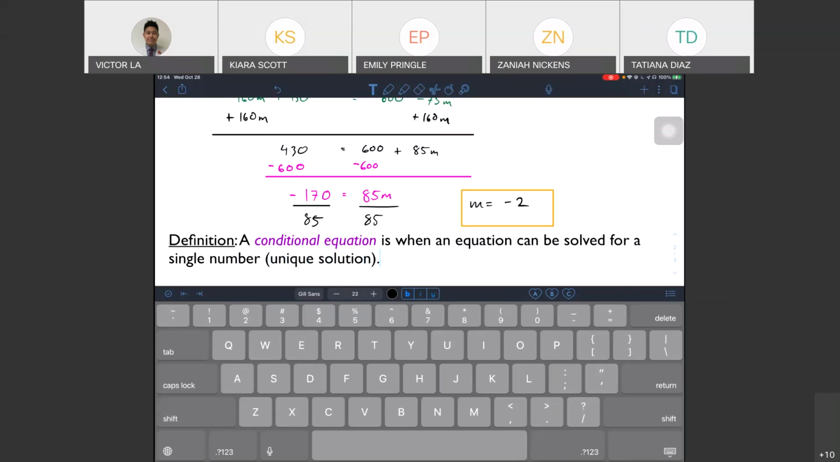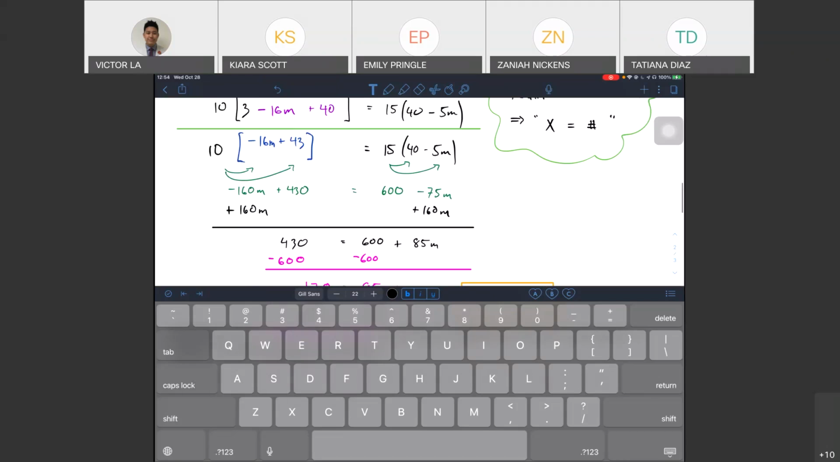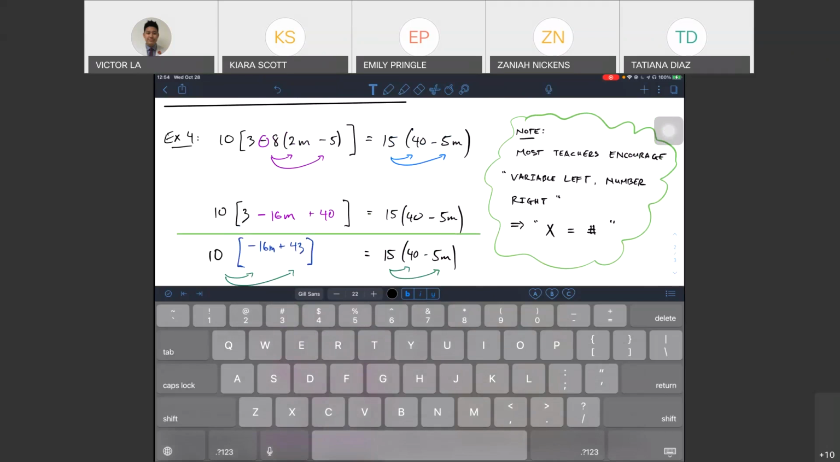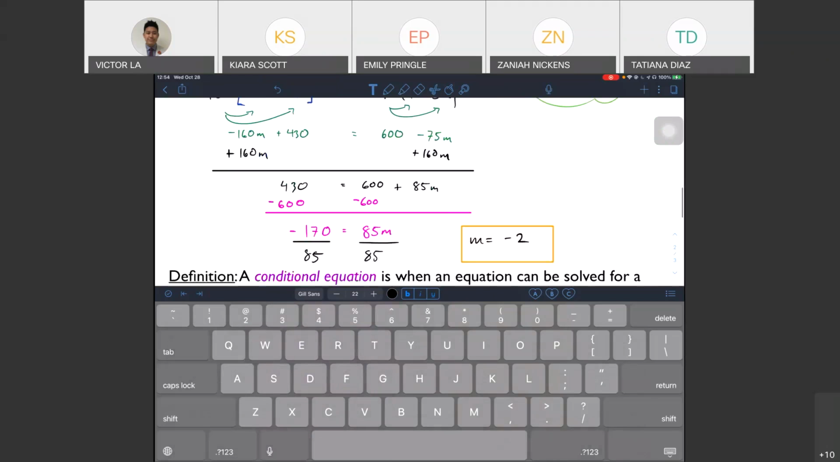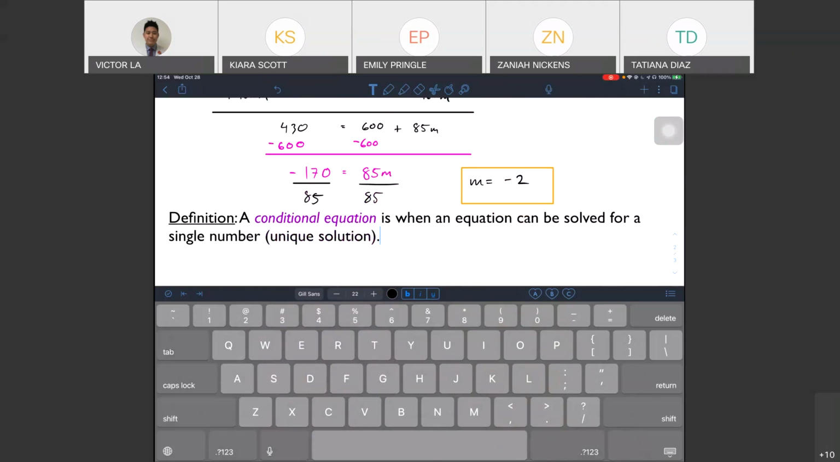I kind of said the word answer a lot, but the point is that when you look at the original one right here at example 4, 10 bracket 3 minus 8 parentheses 2m minus 5 equals 15 parentheses 40 minus 5m, the question is basically, what number can you plug in to make this equal on both sides, or balanced, right? If you think chemistry. Well, the answer is -2, but in the bigger scheme of things, what you're trying to accomplish is to say, oh, there is only a single answer that will make this equation true. And that's what that's saying, asking, doing, or whatever you want to call it, okay?